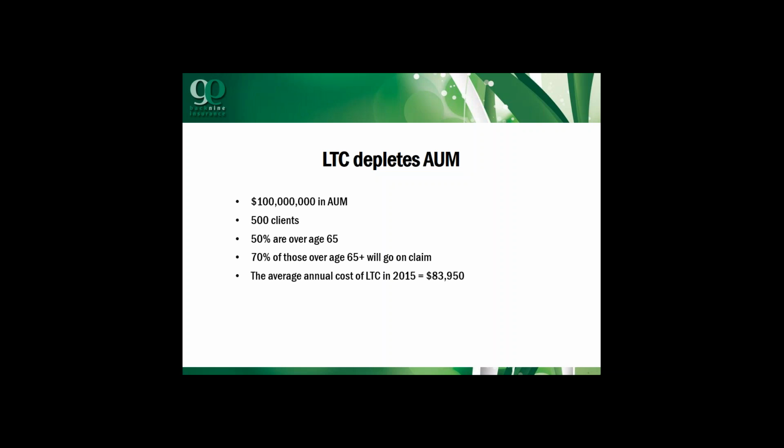The average annual cost of long-term care in 2015 is approximately $84,000. That's a potential annual loss to your assets under management of just shy of $15 million. I know this is a worst-case scenario, but even a 7% drop in AUM can be significant, let alone 15. How many clients would you need to break even each year?